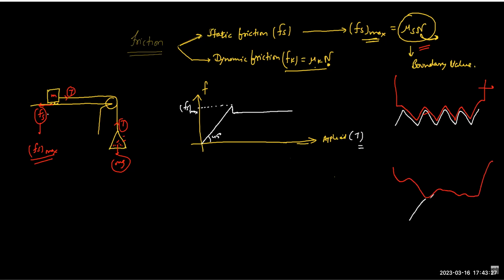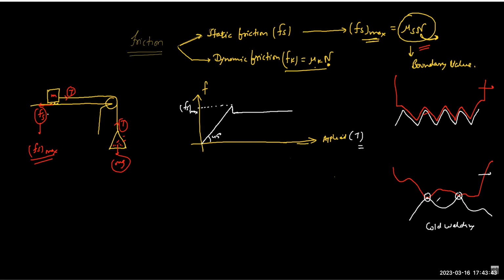So static friction is due to cold welding, right? You get a structure where the surfaces are like glued together. So when you try to move, the glue will try to stop it.